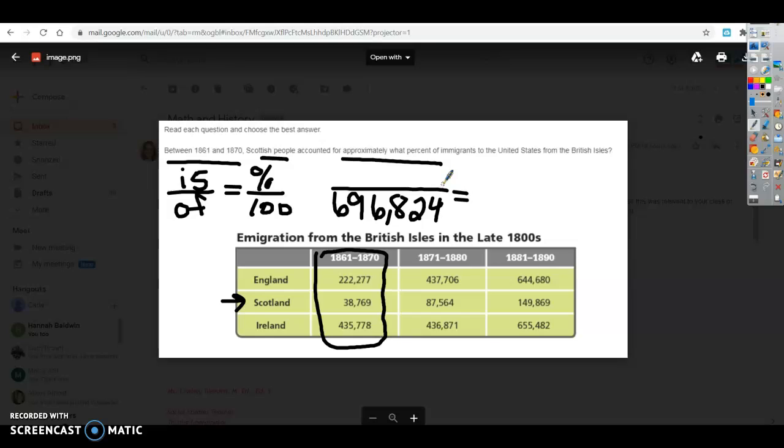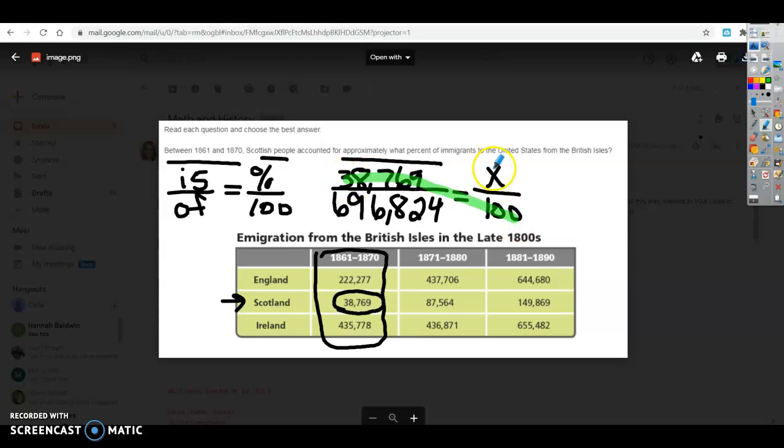What is the is part? Scottish people account for approximately what percent of immigrants? So the Scottish people. So the Scottish people here. So 38,769 goes on top. We're looking for the percent. That's what we don't know. So we're going to call it X over 100. Okay. Now, if you remember, that hopefully this already jogged your memory, but you're going to cross multiply.